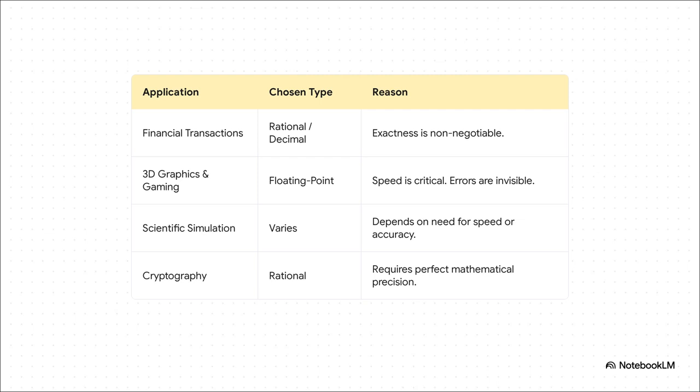It's a classic engineering trade-off. For your bank account, for any financial transaction, you need absolute perfection. Errors are just not an option. But for a video game that's rendering a 3D world, raw speed is everything. A microscopic error in where a pixel is, the human eye will never, ever see it. So the approximation is totally fine.